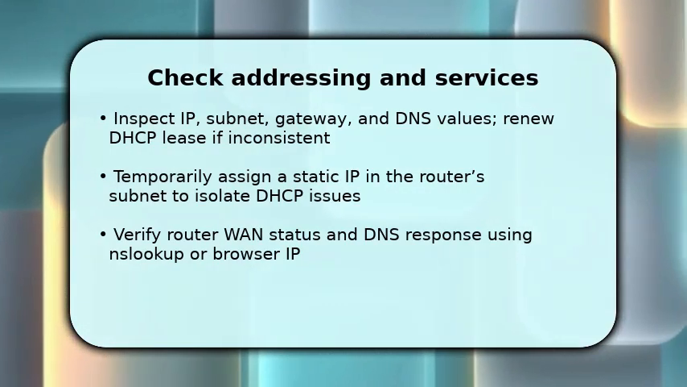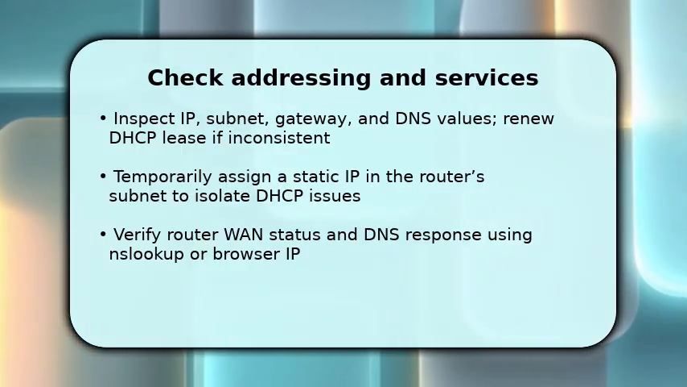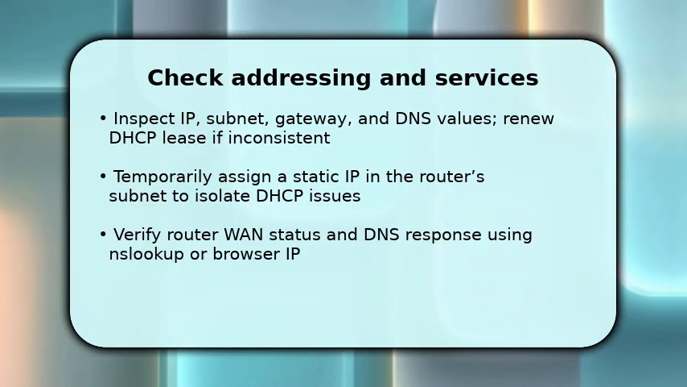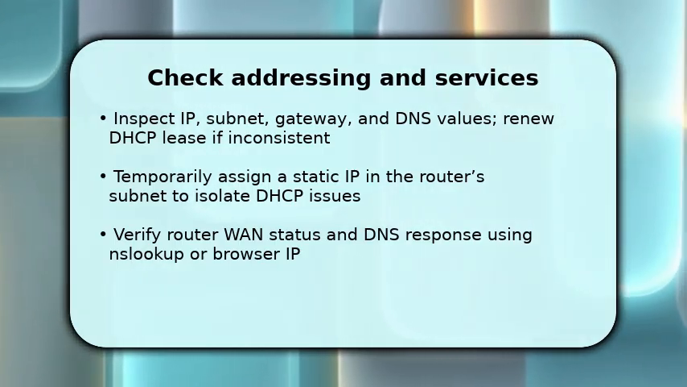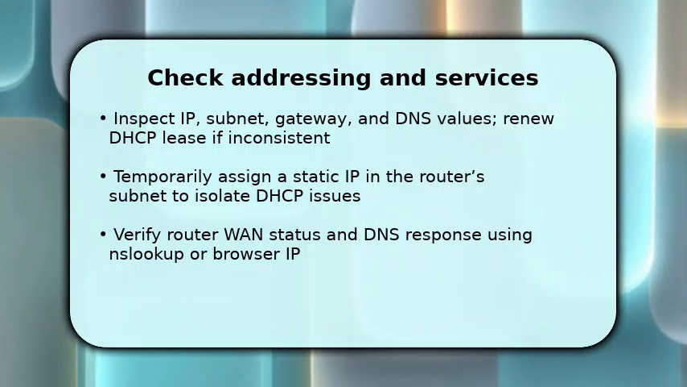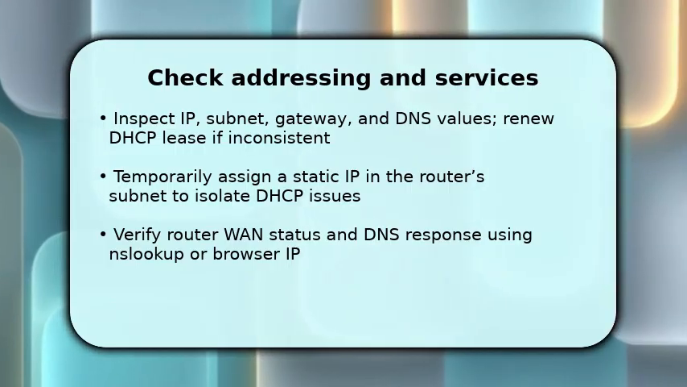Next, you focus on addressing and service resolution because limited access usually means you can talk to the router but not the internet. Check the device's IP, gateway, subnet mask, and DNS entries if the IP is 169.254.x.x. Release and renew the DHCP lease.